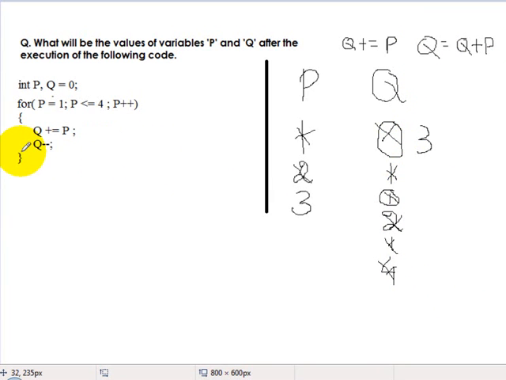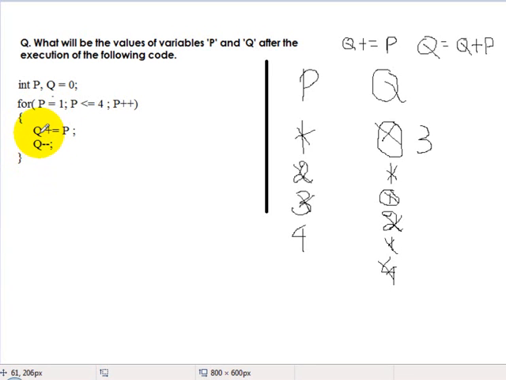And after executing these two statements, then again p is modified. So now the current value of p is 4. It will check for this condition. 4 is less than or equal to 4. It is true. If it is true, then we again have to execute these two statements.